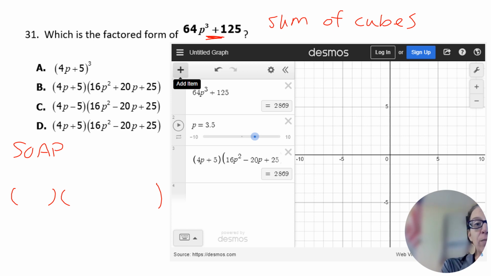SOAP is an acronym to get the operators, and it stands for same, opposite, always positive. So if the original problem had a plus sign in it, then the answer starts with the same sign. Then the next operator is negative, opposite, so same sign, opposite sign, and then always positive. Now, if I look at my answer choices, I am looking for an answer choice that has plus, minus, plus on that.